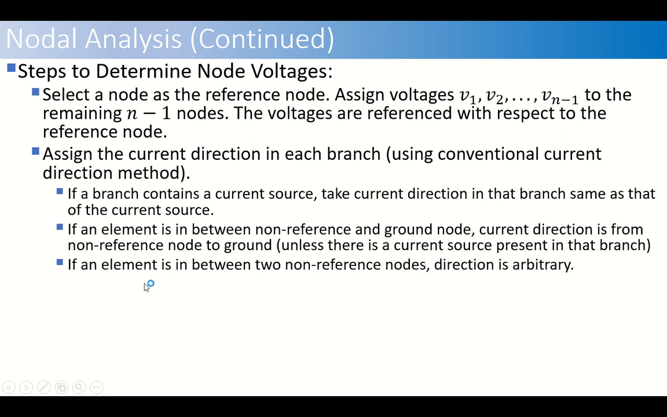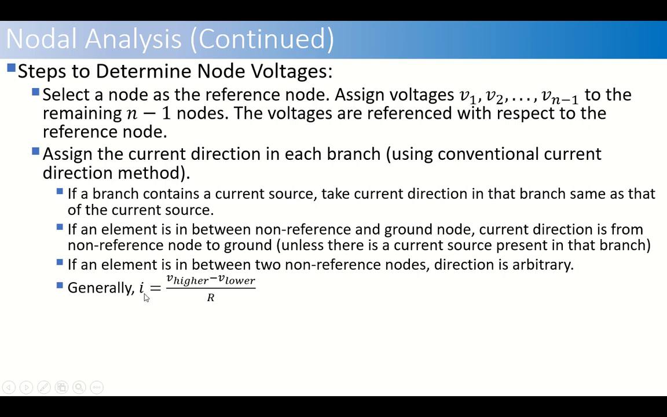If an element is in between two non-reference nodes, then the direction is arbitrary. So if we have a situation where an element is in between two non-reference nodes, then the current direction is generally arbitrary. For writing the equation, we can use Ohm's law. We know that according to Ohm's law, I is equal to voltage divided by R.